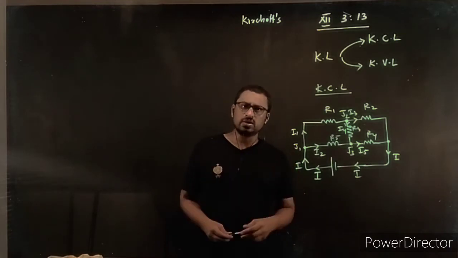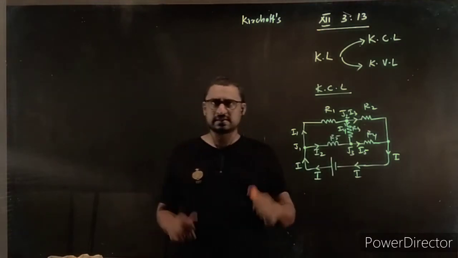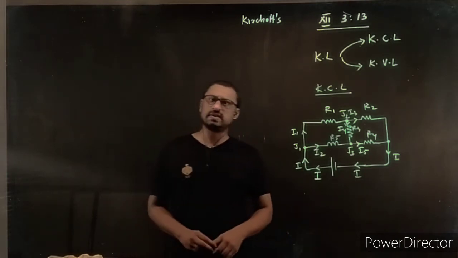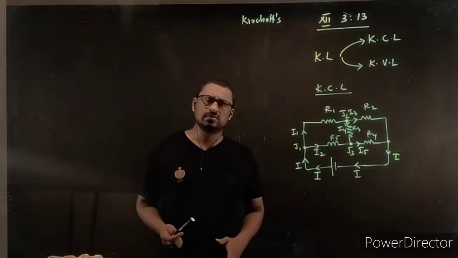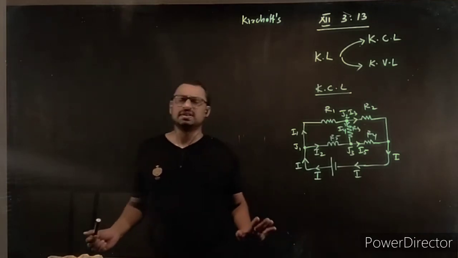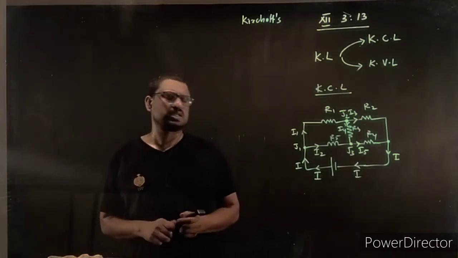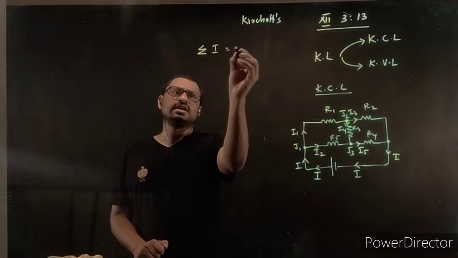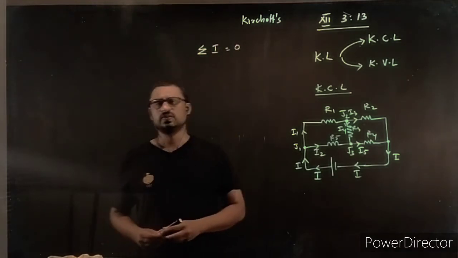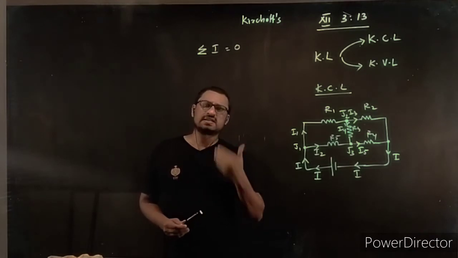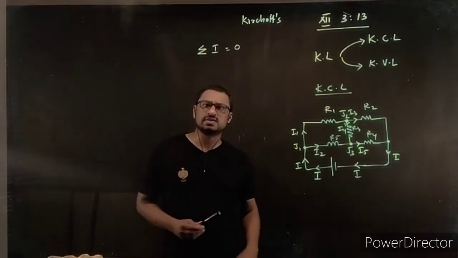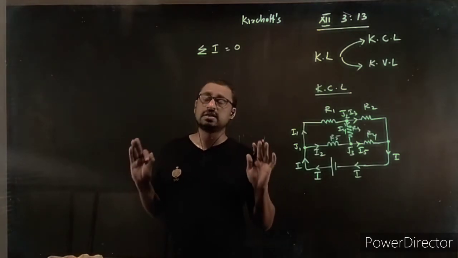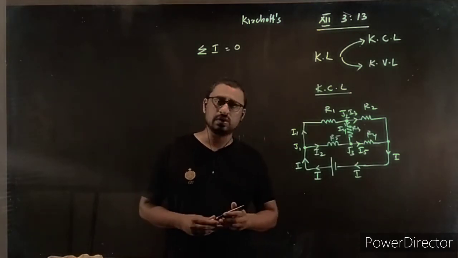And Kirchhoff's current law is applicable for junctions, so it's otherwise known as the junction rule. The rule is actually very simple. The algebraic sum of the current at a junction is 0. If you take a junction, the sum of all current at a junction is 0.